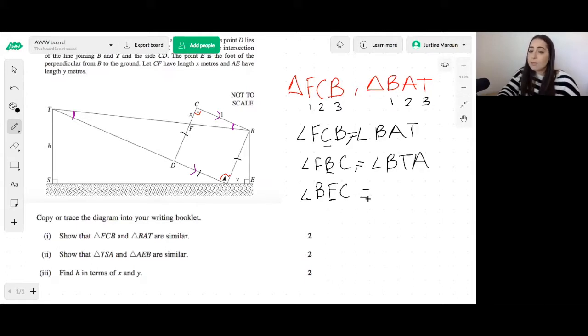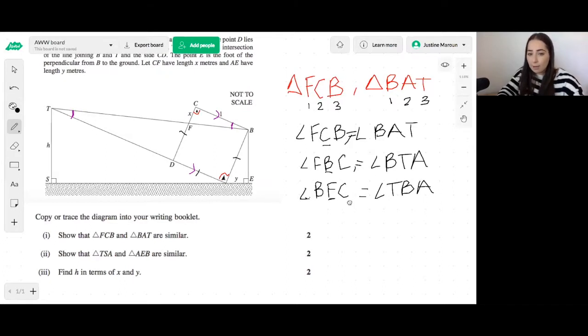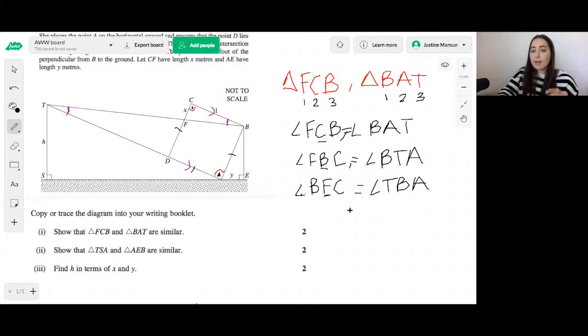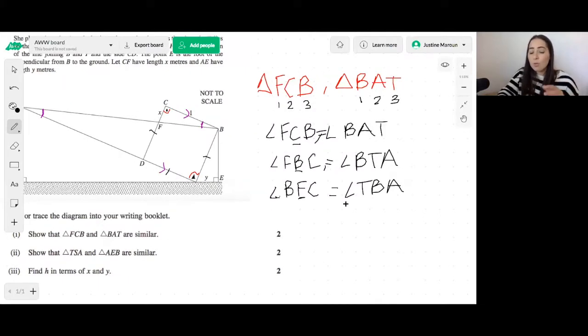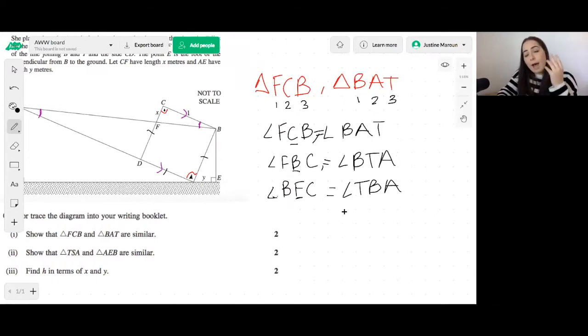And I'm going to do the same for the second triangle over here. So we said 3, 1, 2. So angle T, B, A. And there you go. Those are the corresponding angles in these triangles. And like I said, once you know which angles you're looking for to prove equal, then it's easier for you to prove that they're equal because you know what to look for.